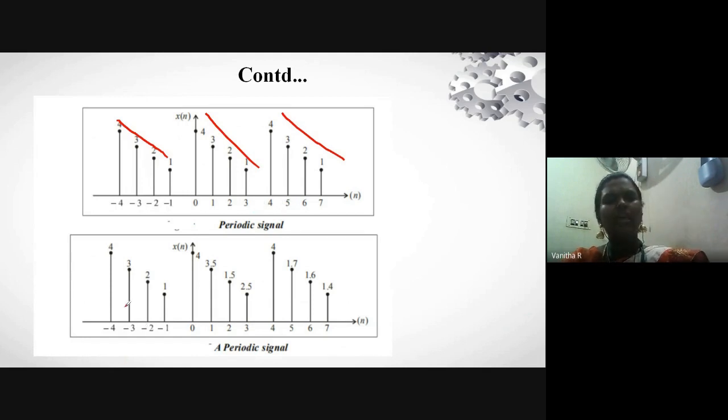But whenever I say aperiodic signal, it won't be like that. See over here, 4, 3, 2, 1. Here, 4, 3.5, 1.5, 2.5. The next cycle, 4, 1.7, 1.6, 1.4. If you are getting the output like this, it is called an aperiodic signal. What you must remember when talking about a periodic signal is that at regular intervals of time, the same set of amplitudes must be repeating.